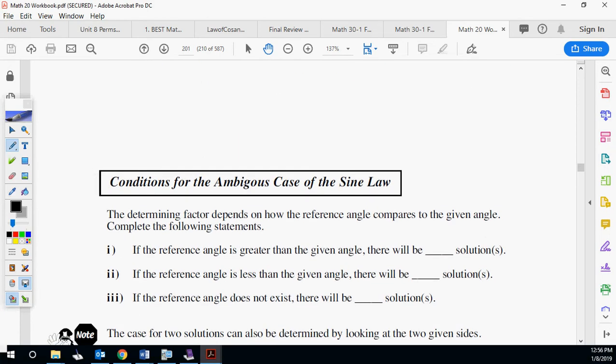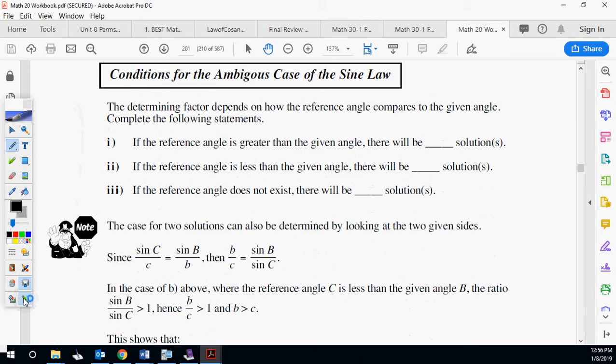So again, what are you looking for? You are looking for two solutions, you're looking for that side to be smaller, but not too small. If it's too small, there is no solution. If it's bigger, you're going to get one solution. So let's fill this in. We'll do some examples, and we'll call it a day.